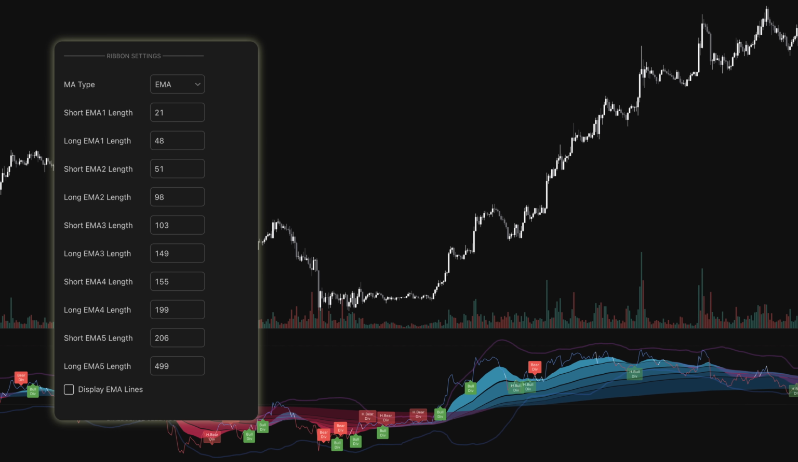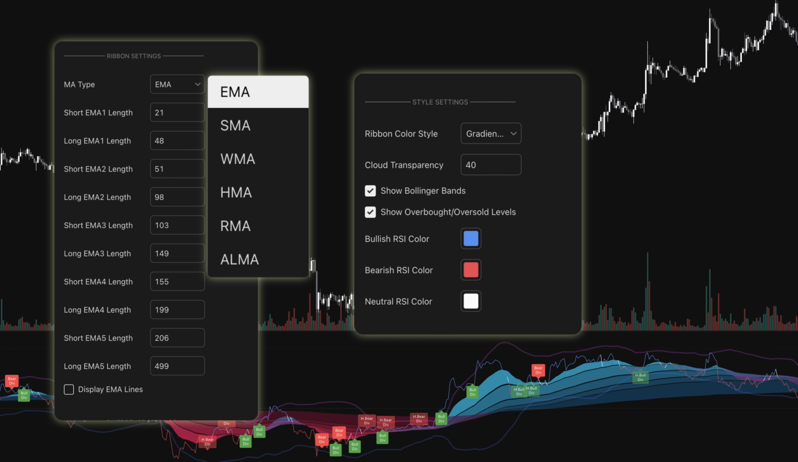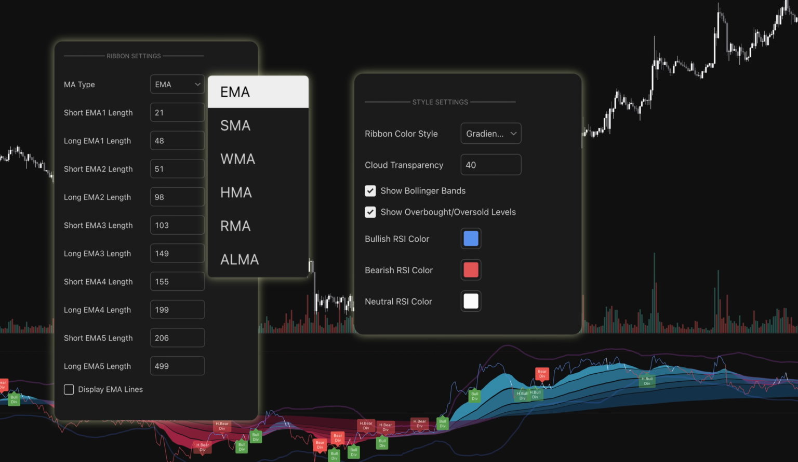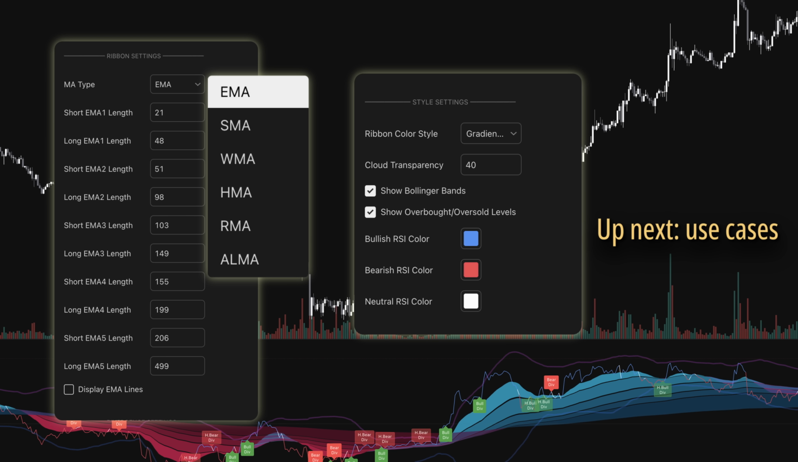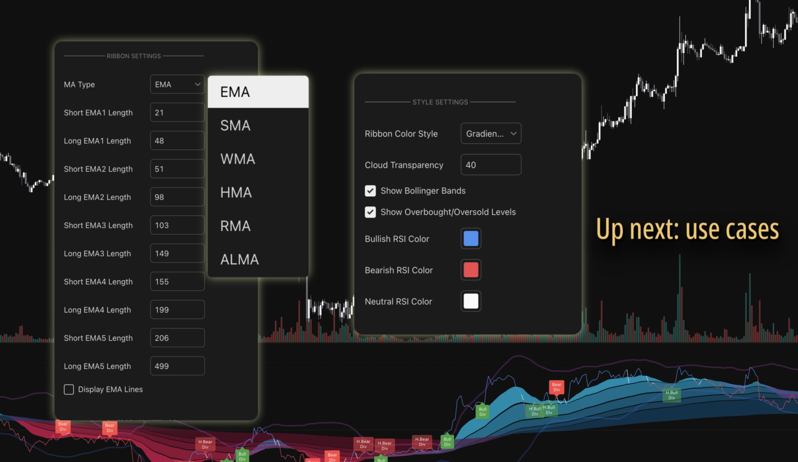Its customizability, from MA types to color styles and signal alerts, allows users to tune it precisely to their strategies. It offers several practical applications that align naturally with different trading styles and phases of market behavior.